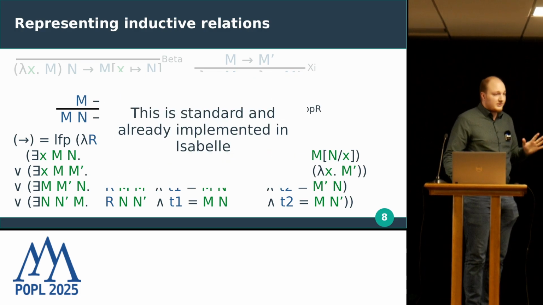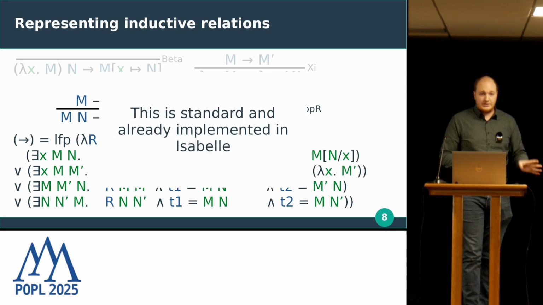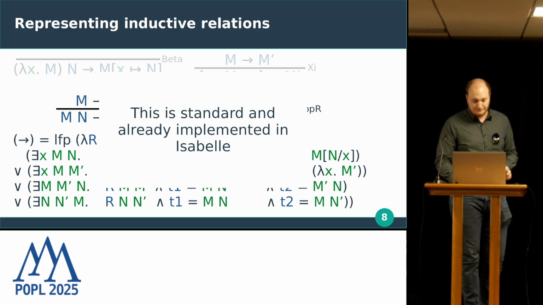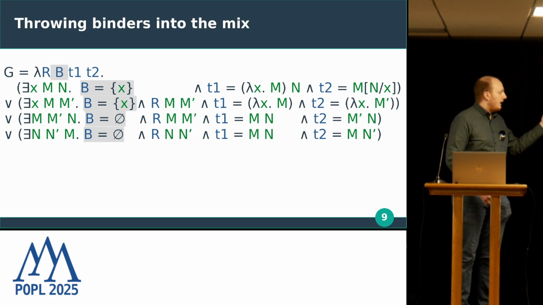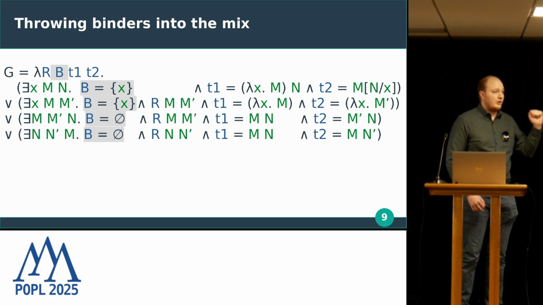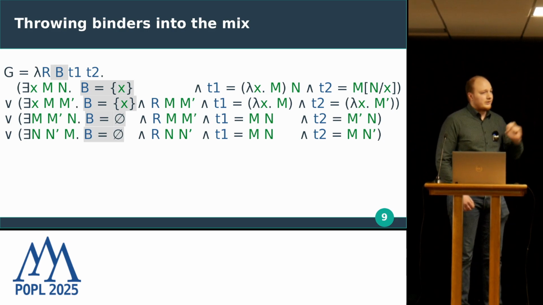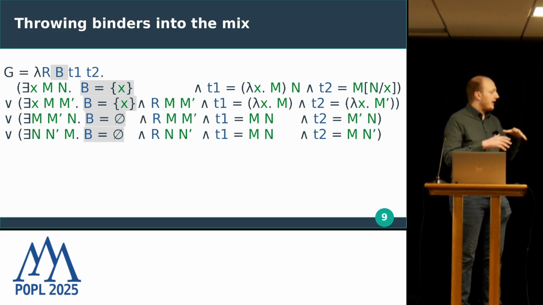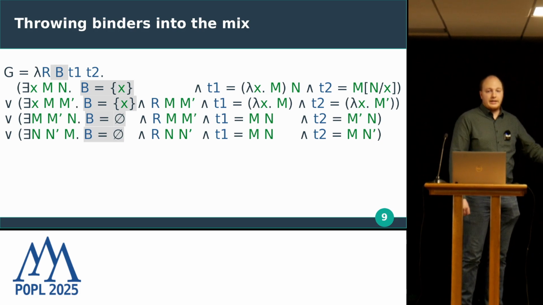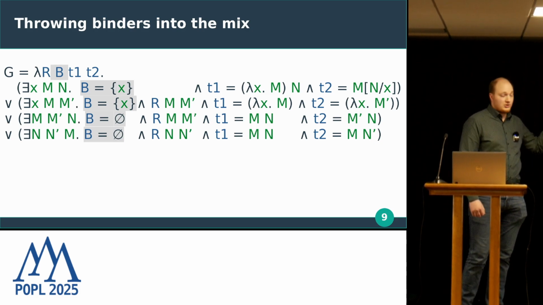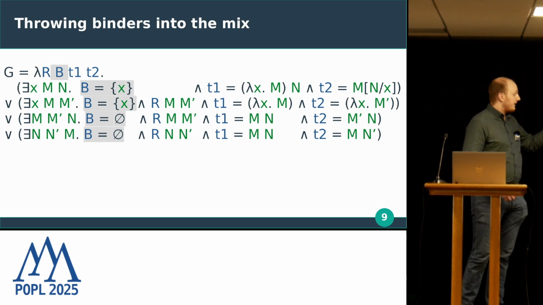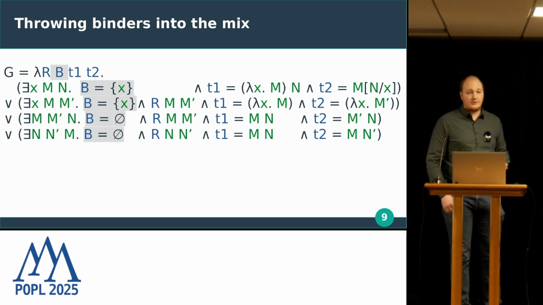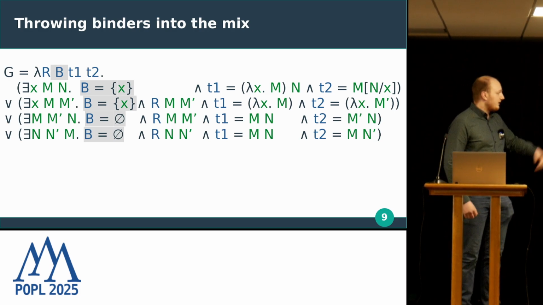So this is nothing new. This is standard. It's already implemented in Isabelle for many years. So how can we bring binders into that mix? We need first to know in every case what are the variables that this case opens up. For this beta reduction, there's only two cases, this beta, which mentions a naked binder, and the psi case. So we record this in this extra argument like this.